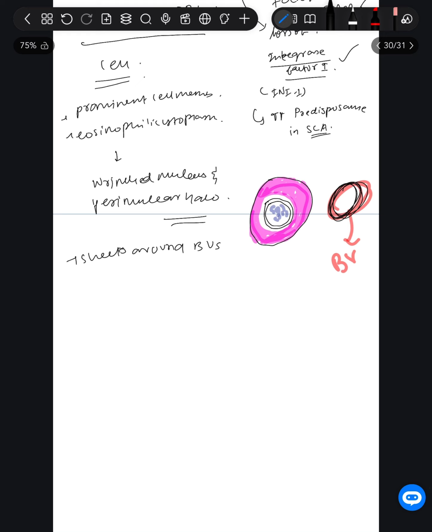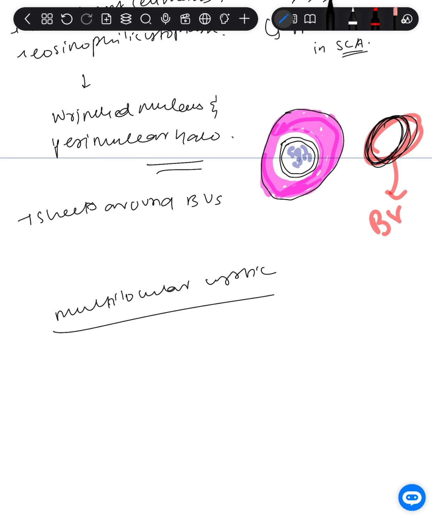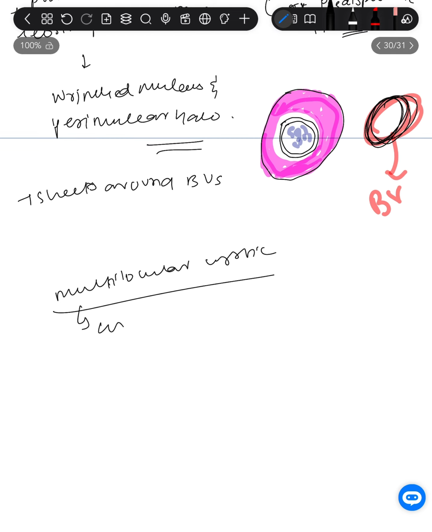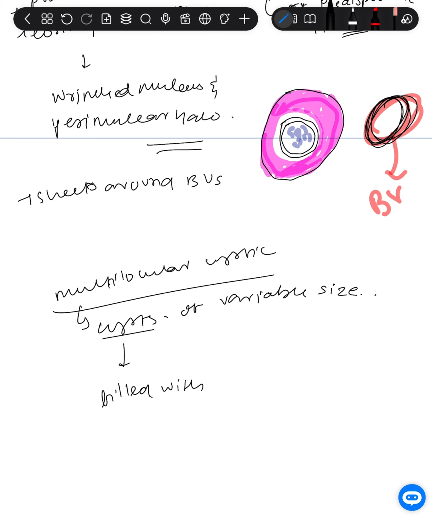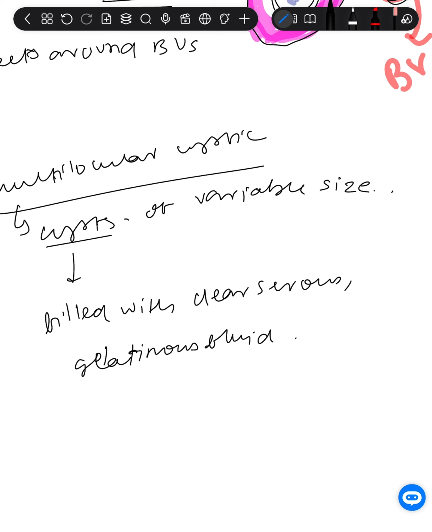Then we have multilocular cystic renal cell carcinoma. As the name suggests, the gross consists of a multilocular cystic appearance. For multilocular cystic, we have cysts of variable size, and those cysts are filled with clear, serous, gelatinous fluid. Clear, serous, gelatinous fluid.